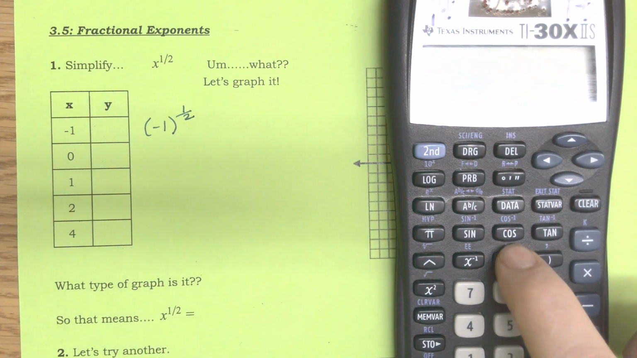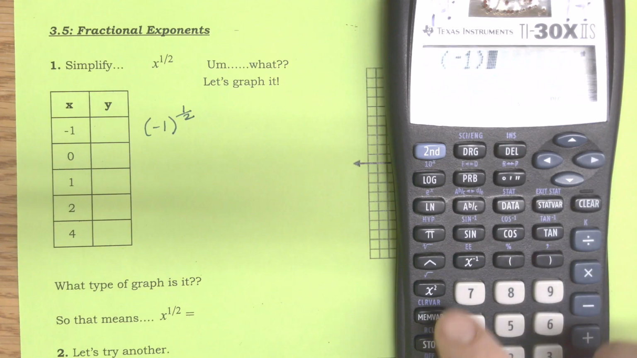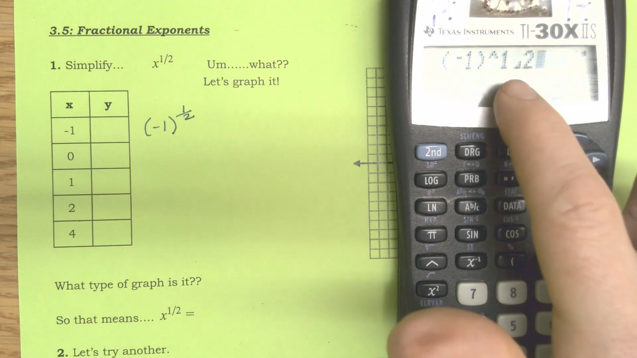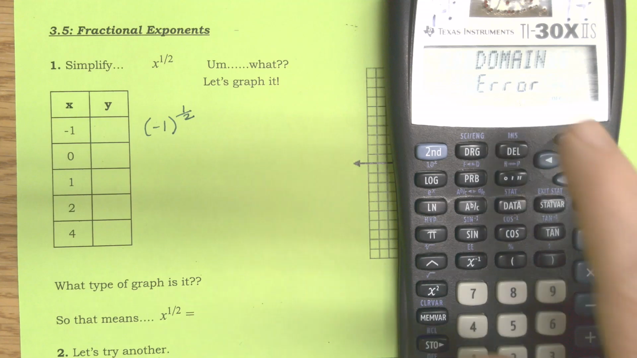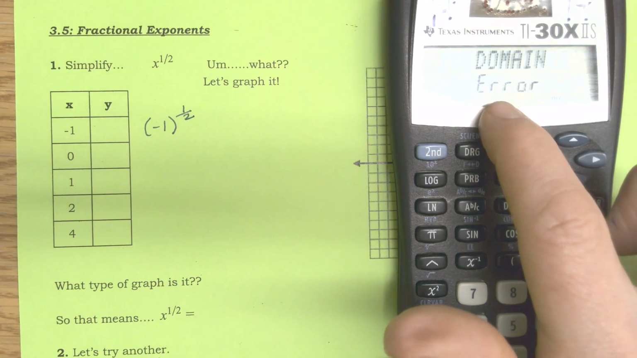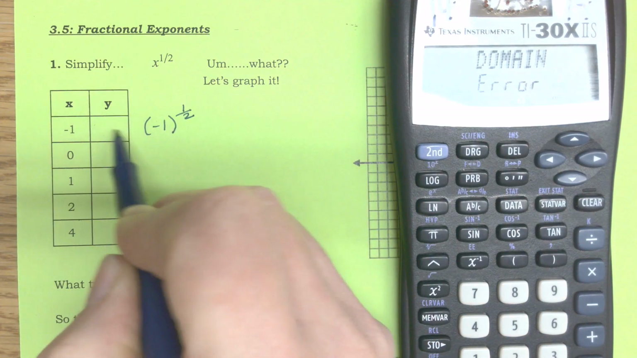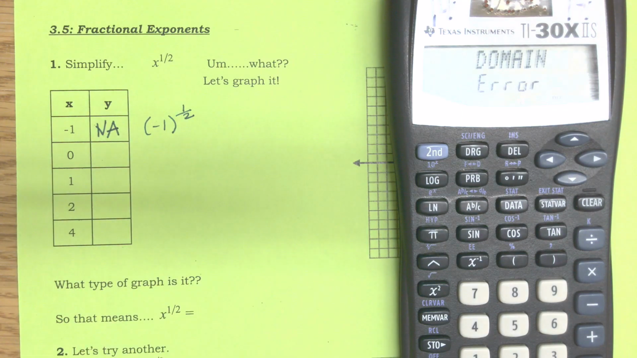So I'm going to do parenthesis. I have to turn it on first, of course. I'm going to do parenthesis, -1, end parenthesis, and then I'm going to raise it to the 1/2 power, and I put it in as a fraction, 1/2 power. And then I will enter, and this gives me a domain error. That means that this is not an answer. There is no answer for that one. I can't get that. It's undefined there.